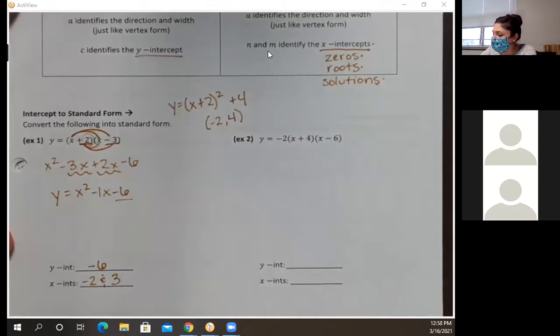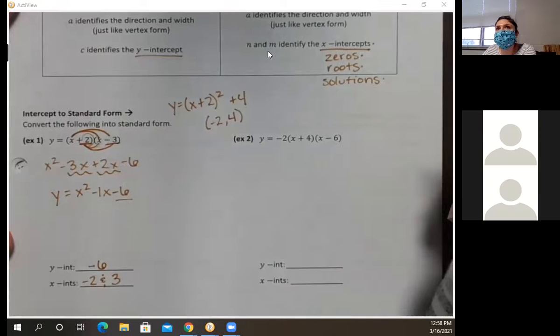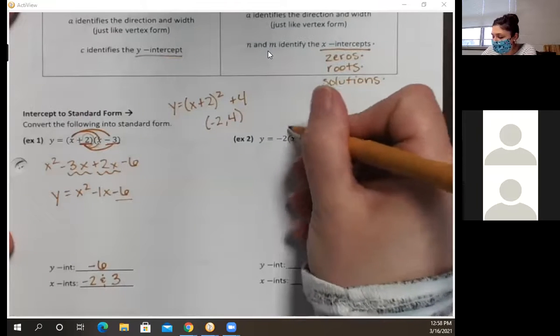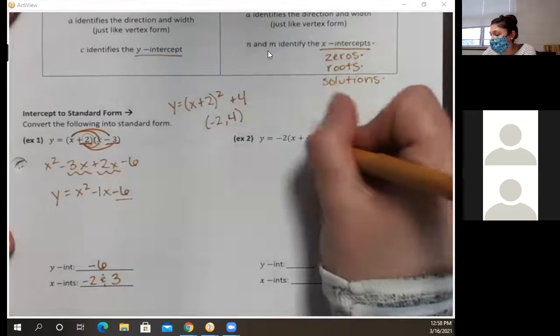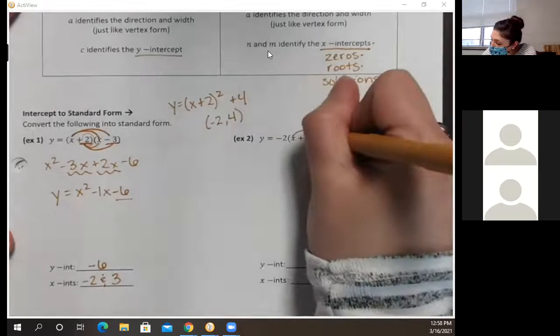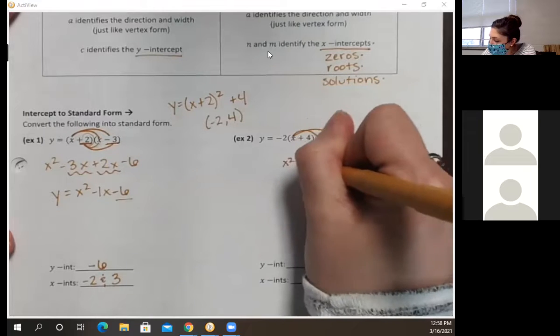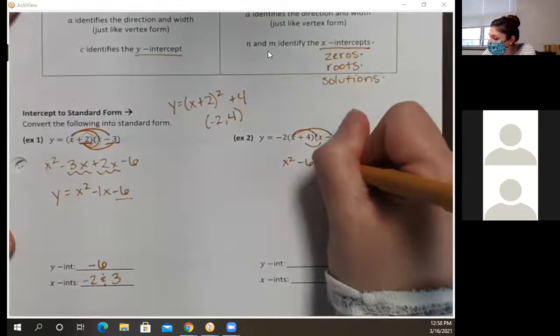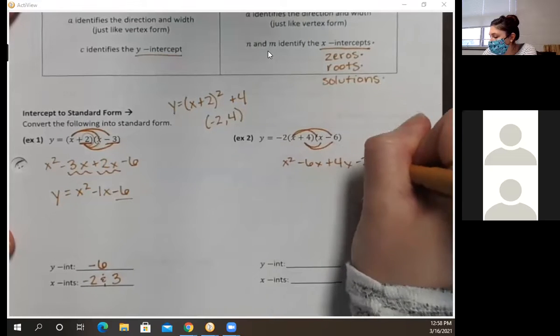Example 2, same idea. We're going to distribute. And we saw a couple problems when we were changing from vertex form to standard as well, where we had that A value that was not 1. So just like I did for vertex form, I'm going to distribute these guys first. So that would be x squared minus 6x plus 4x minus 24.